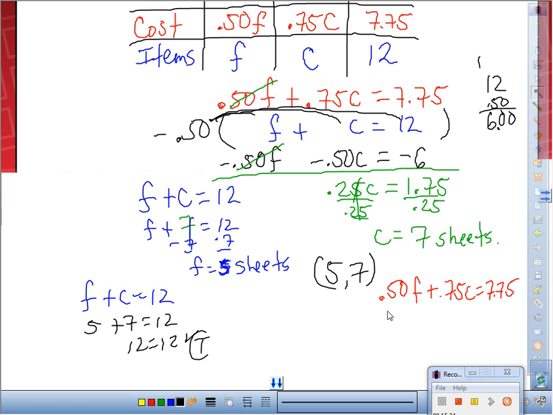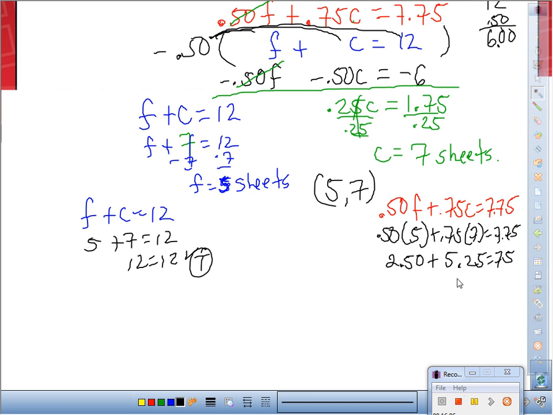And then over here is 0.50 times 5 plus 0.75 times 7 equals 7.75. So let's see, 50 cents times 5, that's 250, plus 75 cents times 7, that's 525. So 250 and 525, that's 7.75 equals 7.75. So that is true.